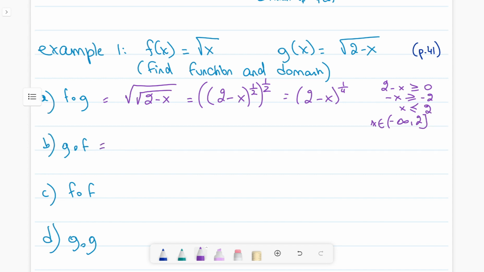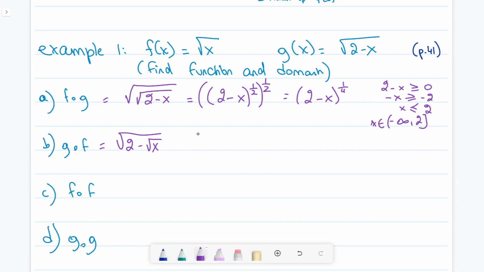Let's look at another example, g of f. Again, I write a g, and whenever I encounter an x, I write f of x in its place. So I get square root of 2 minus square root of x. In order to find the domain, one thing to keep in mind is what's inside the square root. The outer square root has to be positive, and what's inside the inner square root has to be positive. It has to be greater than or equal to 0.